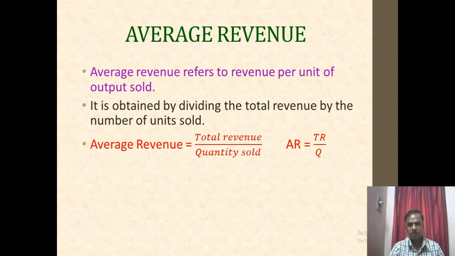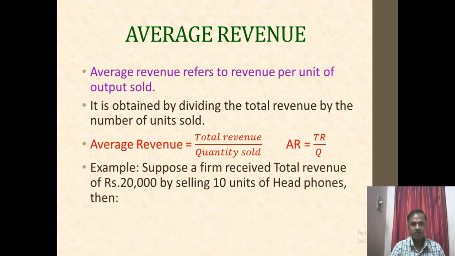AR is equal to TR divided by Q. TR means total revenue, Q means quantity sold. Say for example, suppose a firm received total revenue of rupees 20,000 by selling 10 units of headphones.